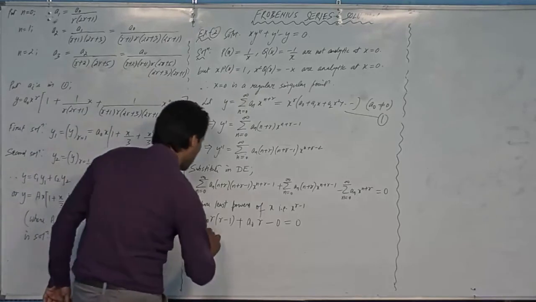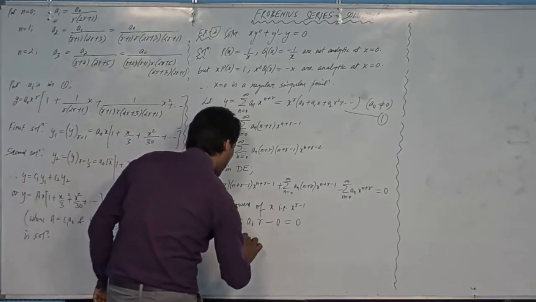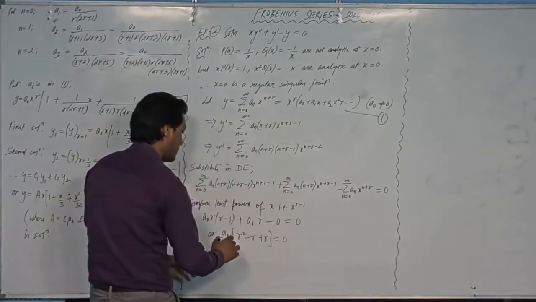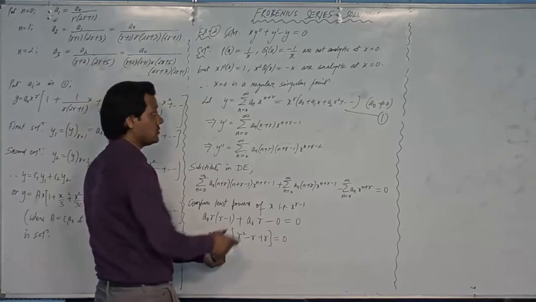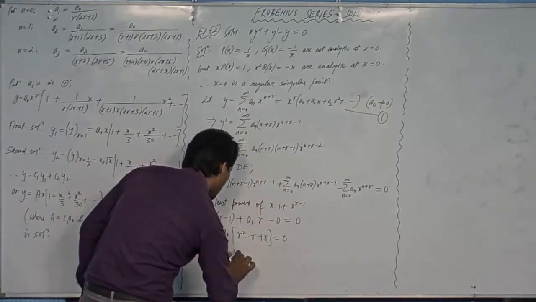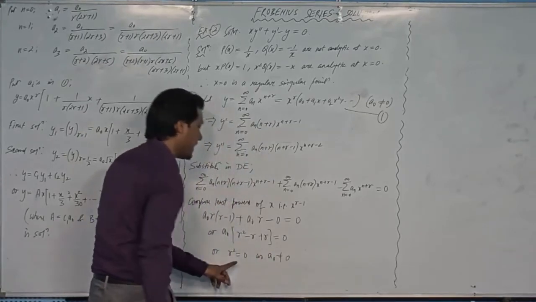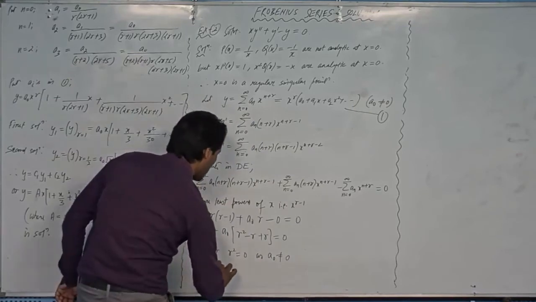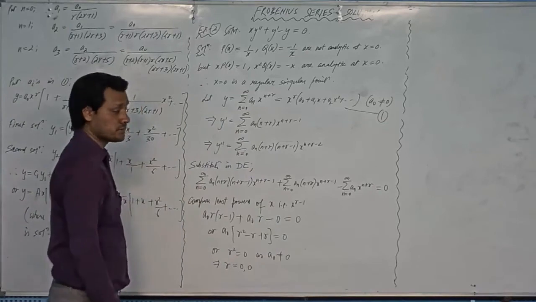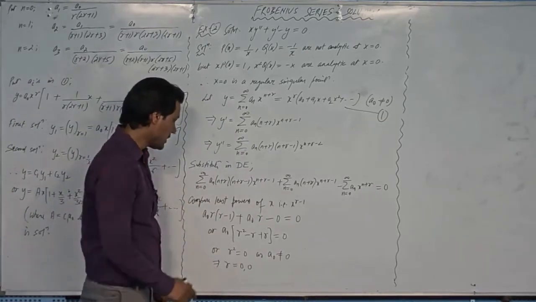And now I will take common a naught, and inside the bracket I will be having r square minus r plus r equal to 0. Since you know that a naught is not 0, this will be equal to 0, or r square equal to 0. As you already know that a naught is not equal to 0, this is called the indicial equation, but this time it is giving you two equal roots, right? The roots are equal. So we'll go to case number 2.